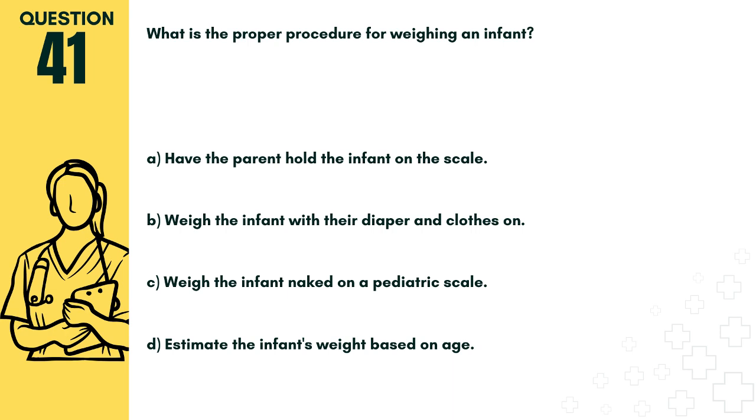Question 41. What is the proper procedure for weighing an infant? A. Have the parent hold the infant on the scale. B. Weigh the infant with their diaper and clothes on. C. Weigh the infant naked on a pediatric scale. D. Estimate the infant's weight based on age.